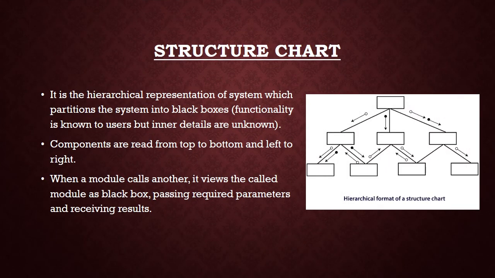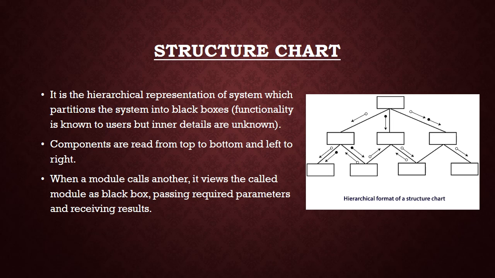Next we will discuss the structure chart. A structure chart is a hierarchical representation of a system which partitions the system into black boxes. What do we mean by a black box? A black box is something where we know the functionality, but we do not know the inner details of how the process is made or how the product is developed. In this, the components are read from top to bottom and left to right.